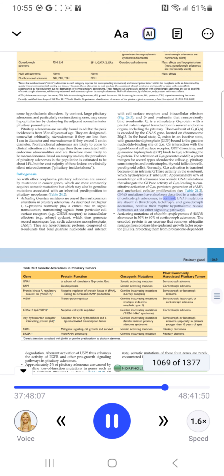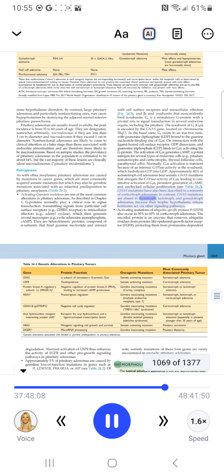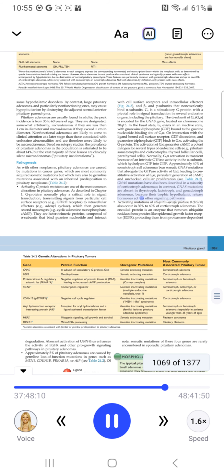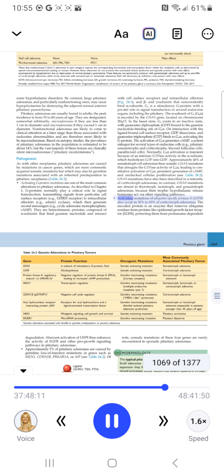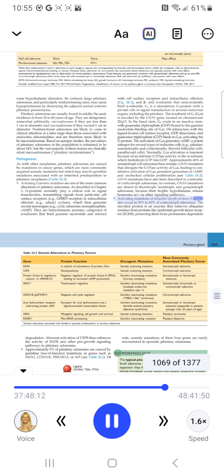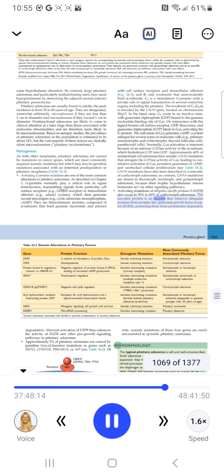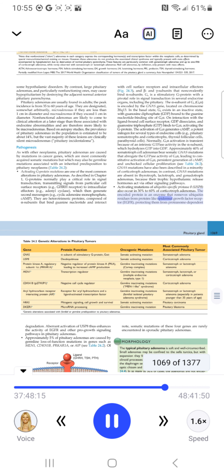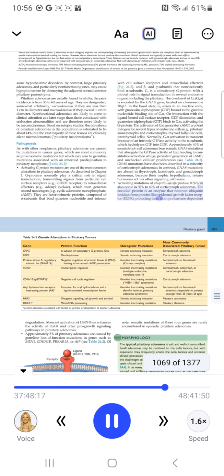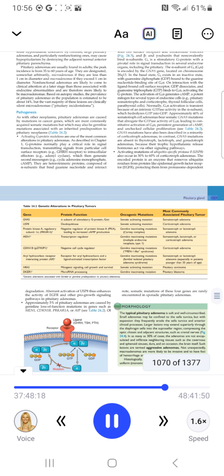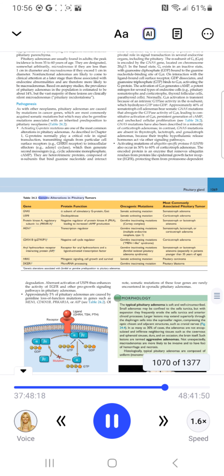In contrast, GNAS mutations are absent in thyrotroph, lactotroph, and gonadotroph adenomas because their trophic hypothalamic release hormones act via other signaling pathways. Activating mutations of ubiquitin-specific protease 8, USP8, also occur in 30% to 60% of corticotroph adenomas. The encoded protein is an enzyme that removes ubiquitin residues from proteins like epidermal growth factor receptor, EGFR, protecting them from proteasome-dependent degradation.